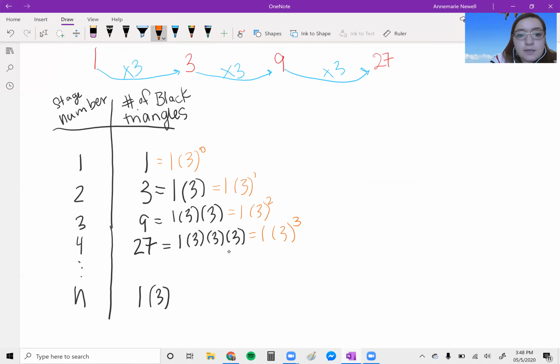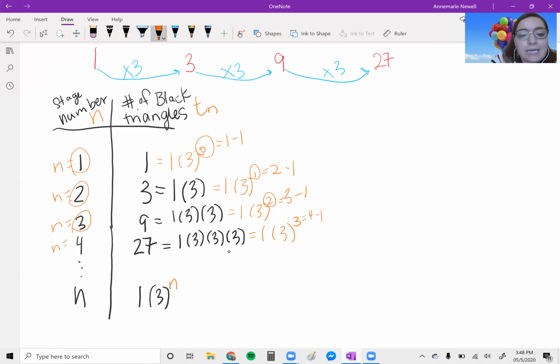So how do we relate it to n? Remember, this is t sub n: n equals 1, n equals 2, n equals 3, n equals 4, and obviously n equals n. So this 0, compared to 1, is 1 minus 1, n minus 1. This 1, compared to this 2, is 2 minus 1. This 2, compared to this 3, is 3 minus 1, okay? And this is 4 minus 1. So what is happening, we're multiplying by 3, n minus 1 times, okay?